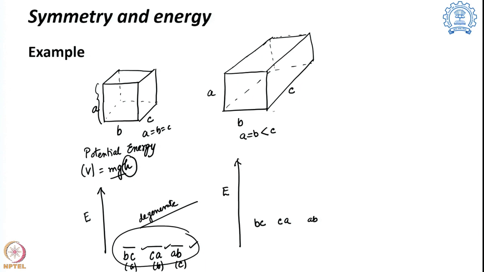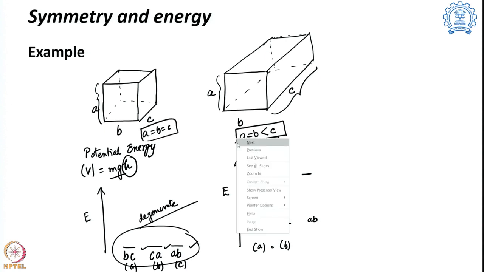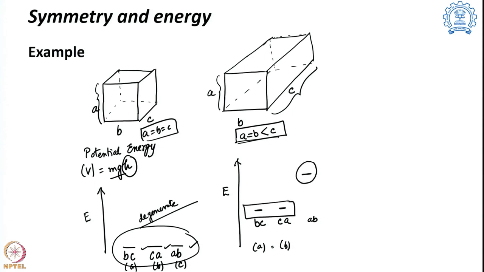Now BC will be this face as it is written, the height is A, so the energy will be somewhere around here. CA, if I put that on the CA face, the height will be B, and A and B are same over here, so their energy will also be same. But when I put that on the AB face, the height will be C, and C has much higher height, so the energy will be higher. So previously all three are same, because A equal to B equal to C. Over here I break the symmetry, I make it less symmetric, A equal to B but not equal to C, or less than C, and for that one of them got out, the rest of them remain symmetric or degenerate, but this one goes higher in energy, it breaks the degeneracy.